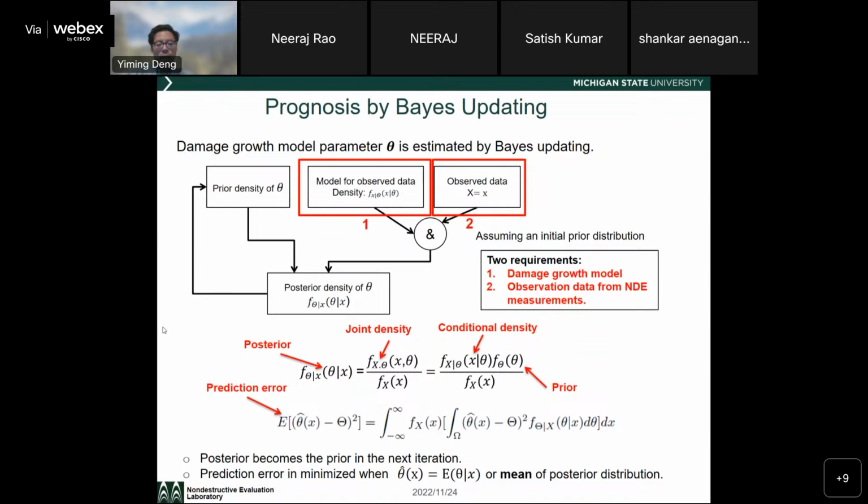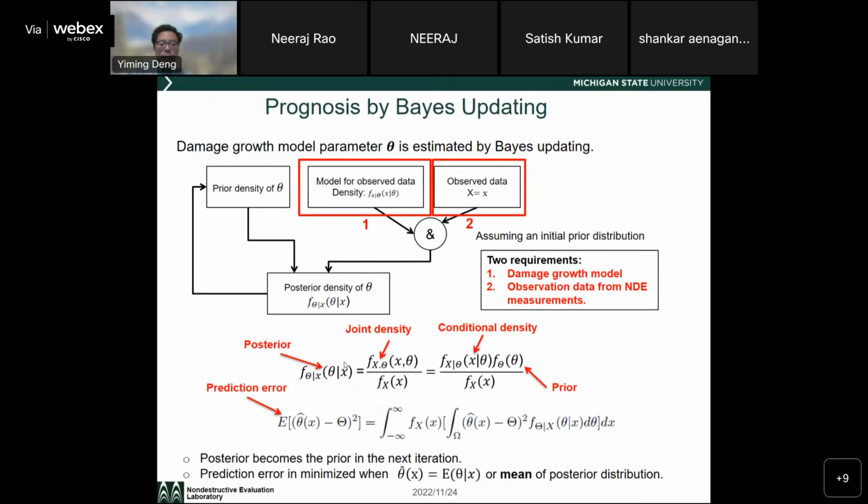I am trying again to estimate the posterior density or posterior probability, f or P of theta given X, where X is the NDE data, while theta is the parameters of the indication for damage, right? So what I'm trying to estimate is the probability of, given the NDE measurement, what that data will infer about the damage level. Of course, you'll have some prior density or prior probability of theta, and that's, as I said, a parameter associated with the damage growth model or some indication for the damage.